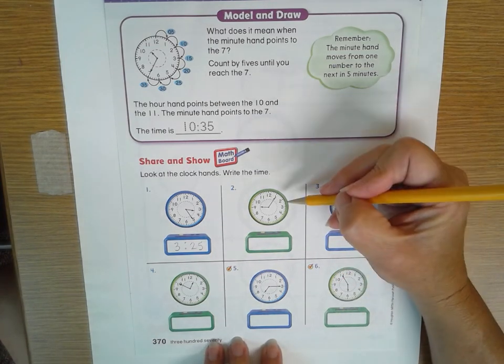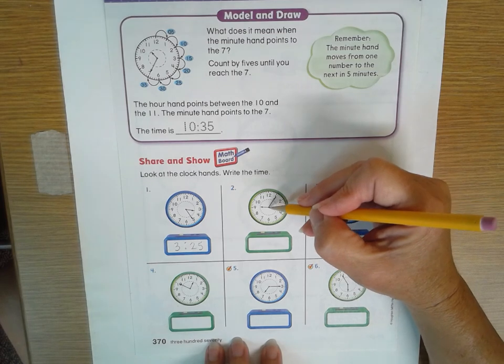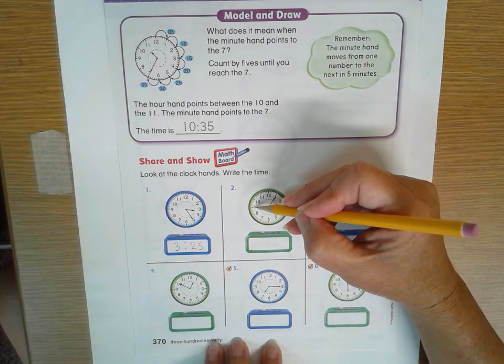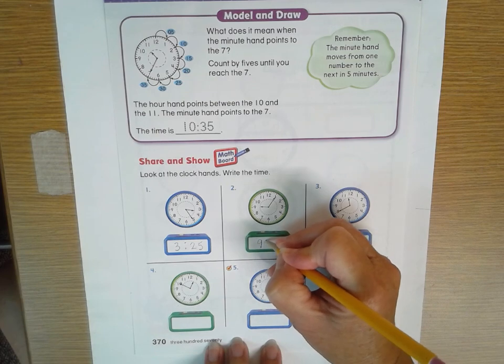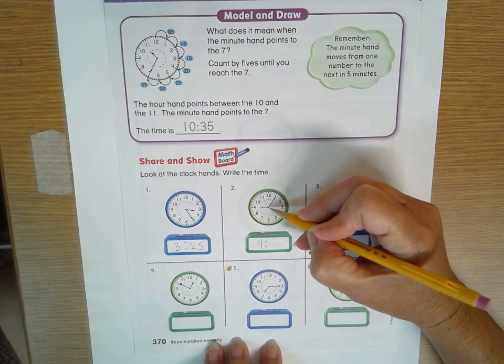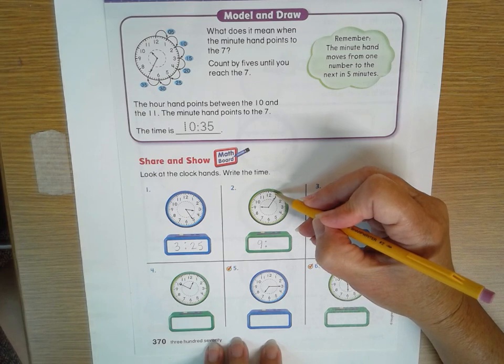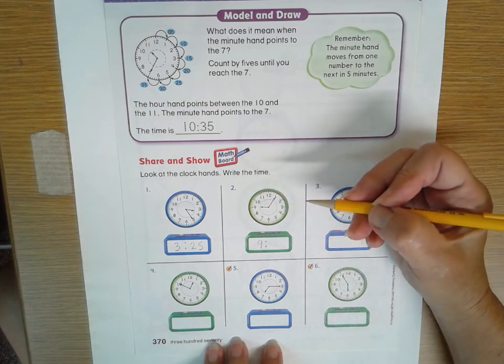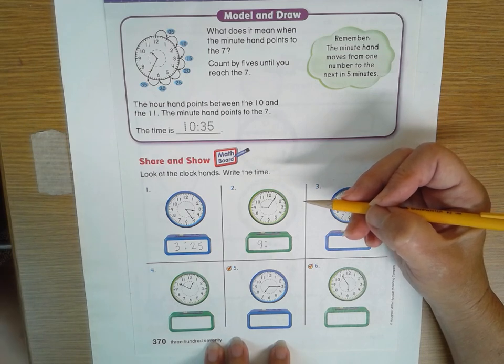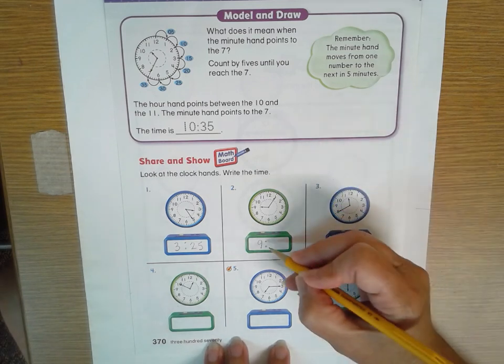Let's take a look at number 2. Number 2 is pointing pretty much right at the 9. Our colon. And the minute hand has only moved from the 12 to the 1. That's 5 minutes. Now we have a special way to write this. There always have to be 2 digits after the colon.